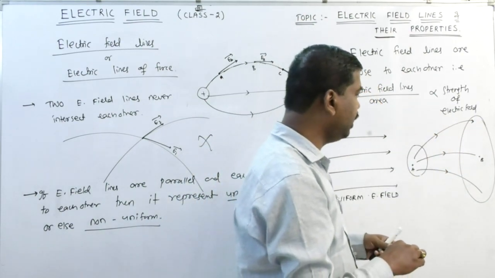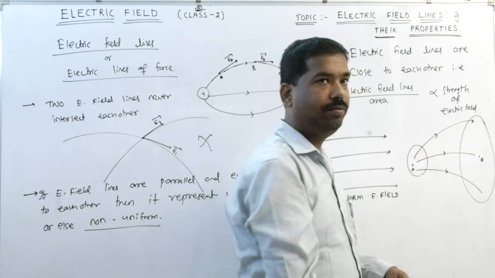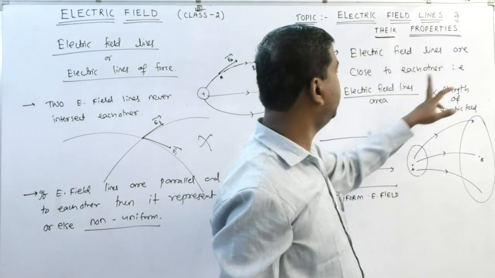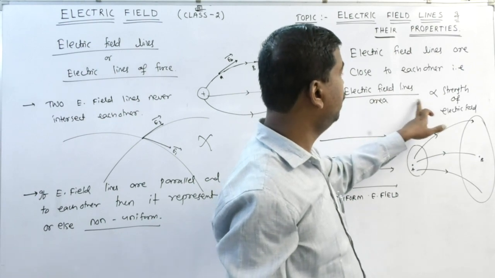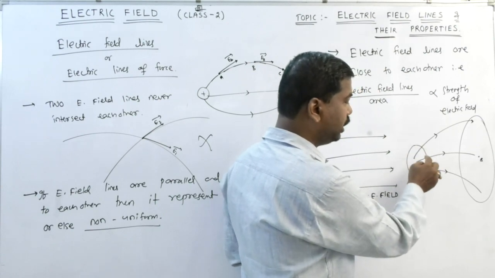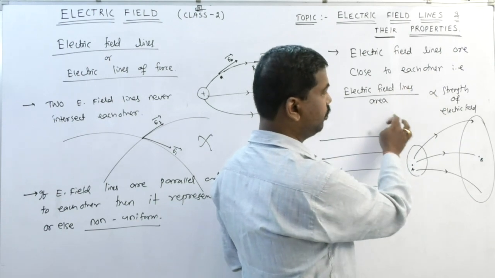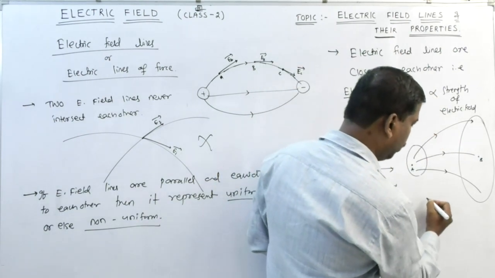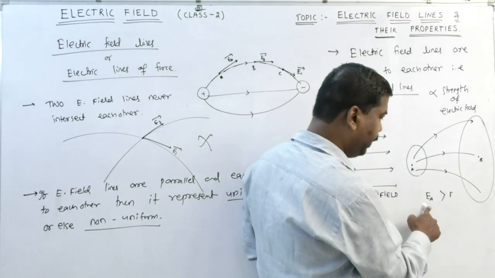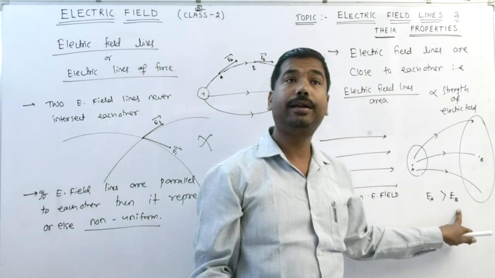So I would like to say that here the lines of force are close to each other and here they are apart from each other. So, according to this point, electric field lines close to each other means the density of lines is directly proportional to the strength of the field. If electric lines of force are close to each other, it represents a strong electric field. So I can write it as E_A vector. Sorry, the magnitude of the electric field at A is larger than the magnitude of the electric field at B.